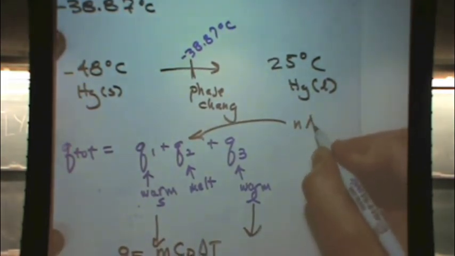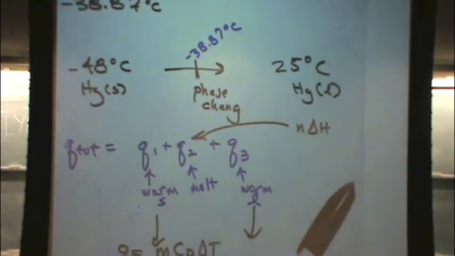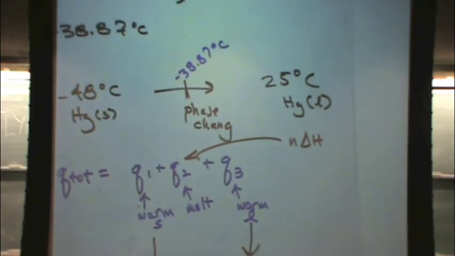It's going to be n delta H. Whenever there's a phase change, a reaction, or a solution mixing, that's an enthalpy change. They give you delta H, and it's in kilojoules per mole in the question. It's 2.33.